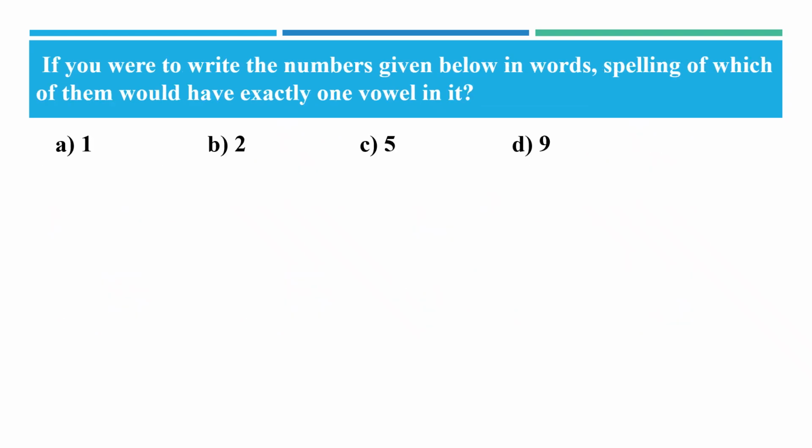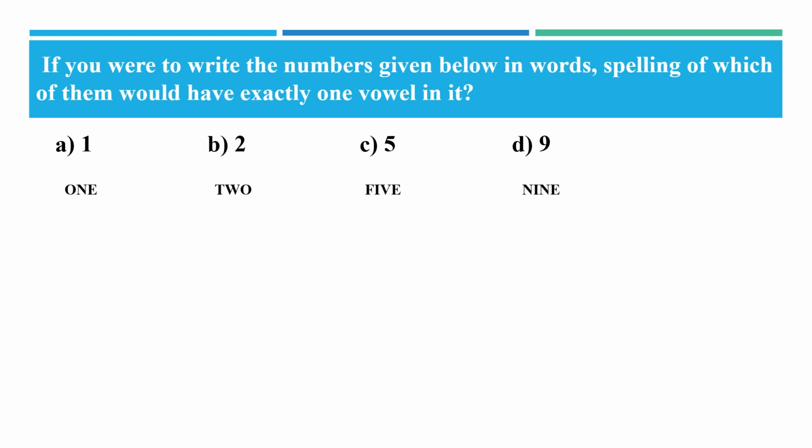And the next question is, if you were to write the numbers given below in words, the spelling of which one of them would have exactly one vowel. Great. I guess we had the same type of question in the previous session. Okay, let's first note down the number names. Here it's going to be 1, 2, 5, and 9.